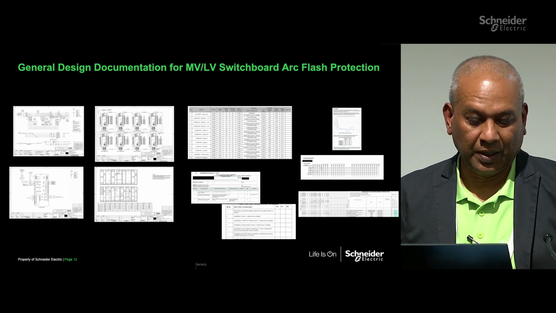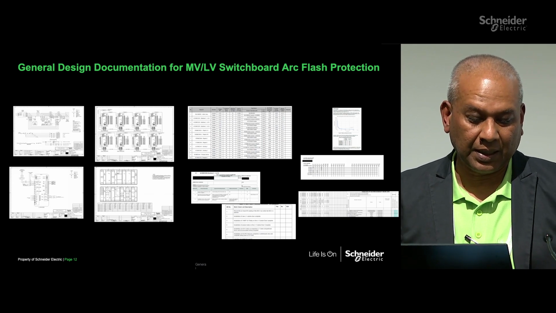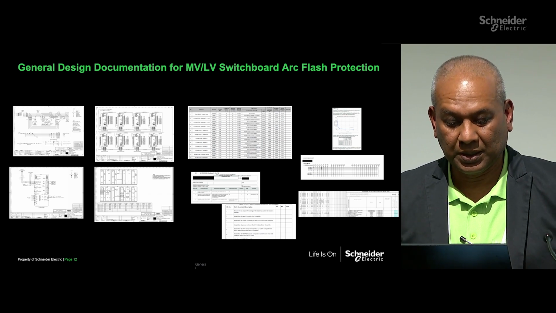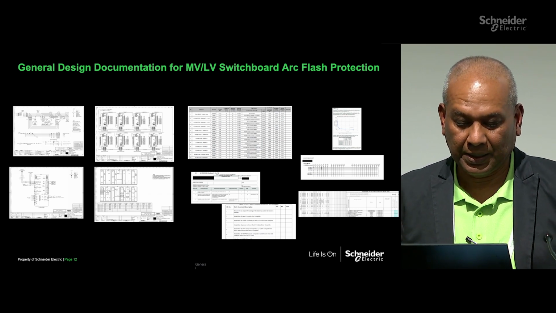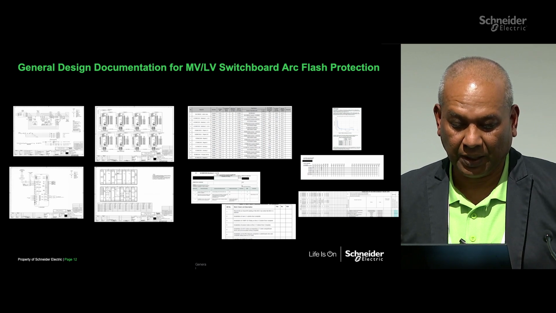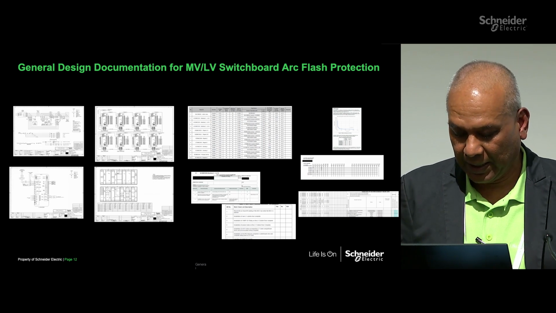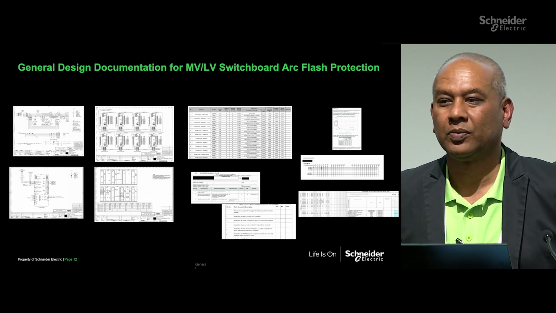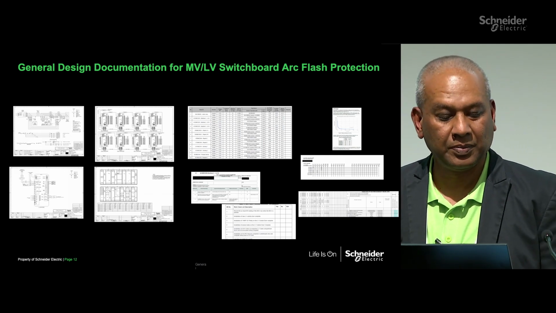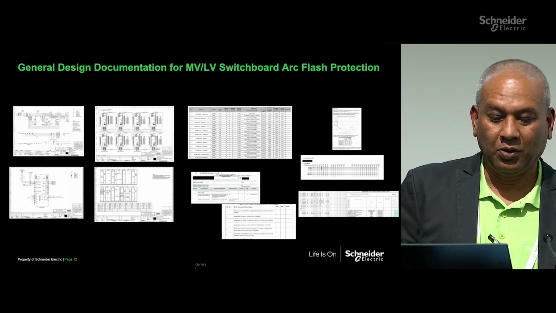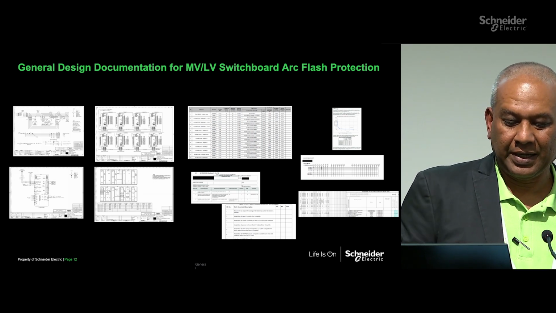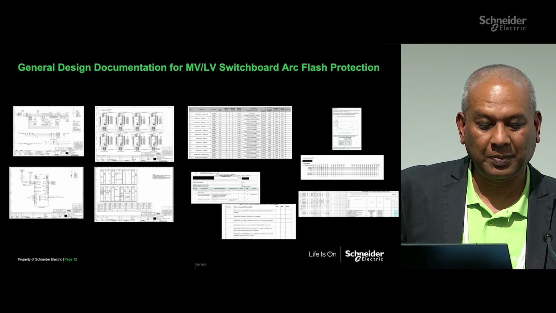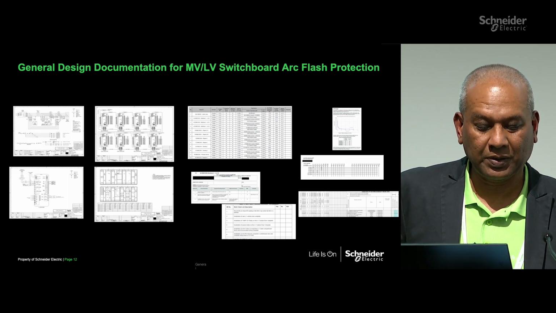So here's what we prepare: drawings, schematics, layout drawings, GA, test records, and the study. On the top right-hand side you see the arc flash study extract. All of this we prepare and give as a document package to the client to pass on to the installation and commissioning team. This is a typical general architecture, not this particular case, which is what we would implement for a medium voltage transformer, low voltage solution.